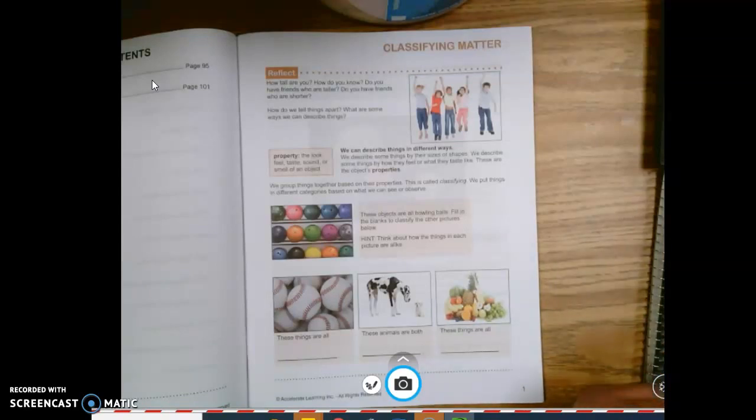Do you know anyone that's taller than you? Maybe your brother or sister or grandma. Do you know anyone that's shorter than you? Do you have a baby brother or baby sister that's shorter? Let's look at the next set of questions.